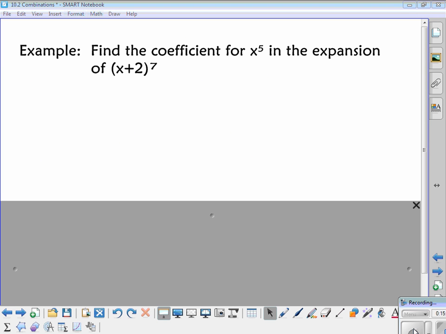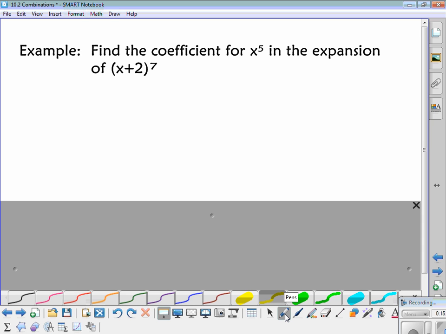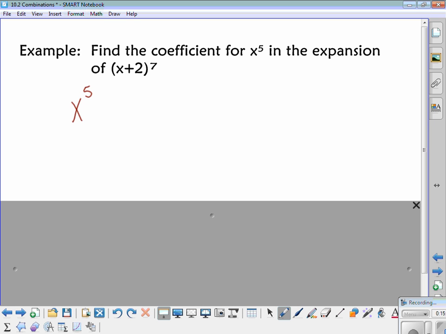All right, so we're also going to have some problems where they want to know the coefficient for just one of the terms in the expansion. So instead of having to find all 8 terms of this expansion, I'm just going to find the one that has the x to the fifth. Okay? So it's x to the fifth. That's my first term. My second term is 2. What power am I going to have to raise that 2 to?